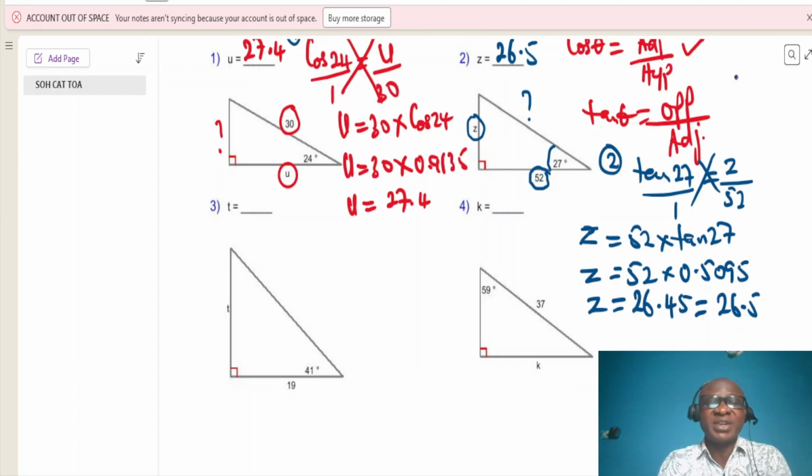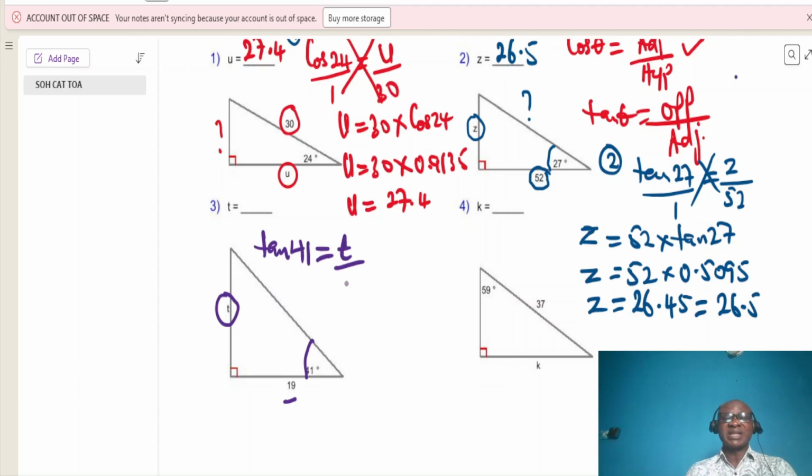No step missed. In question number 3, I am asked to find the value of t. Look at letter T here. So T is the opposite of angle 41, and then adjacent is 19. So I will still use the same formula I used in number 2, which means for number 3, I will have it that tan 41 is equal to opposite, which is letter T, and the adjacent is 19. Okay, a cross multiplication will be taken here, meaning that T multiplied by 1 is T. Then I have 19 multiplied by tan 41.